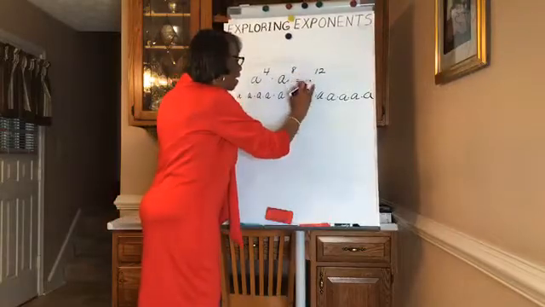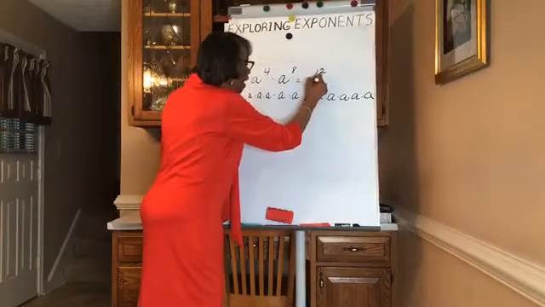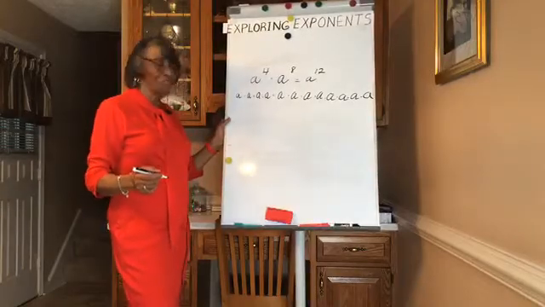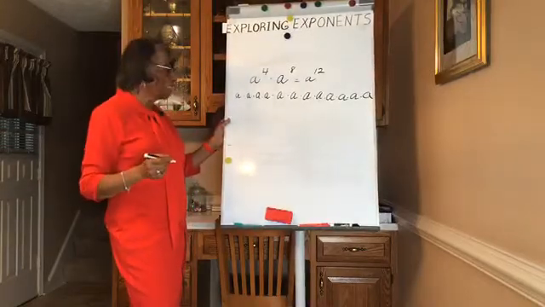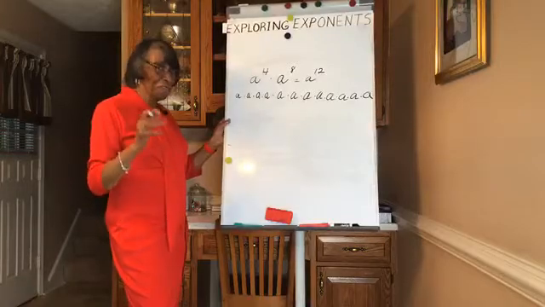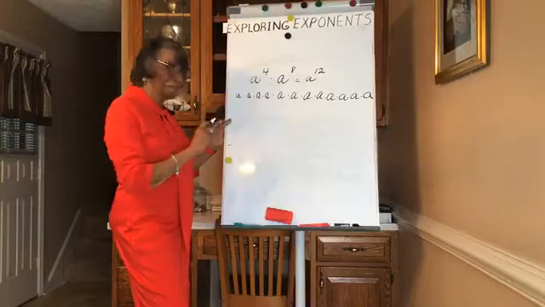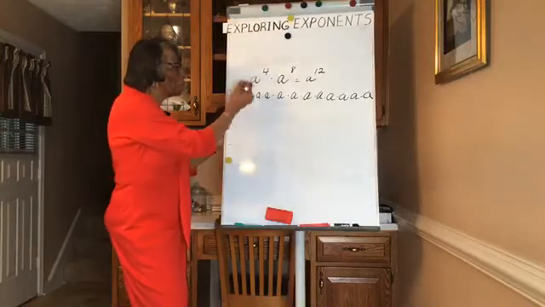Excuse me. A to the 12th power. My helper here is making sure I don't make mistakes, and I appreciate that. Because talking and writing, sometimes you're saying one thing and writing another. All right, so what do you notice when we're multiplying?